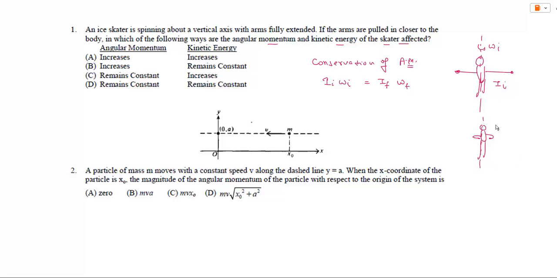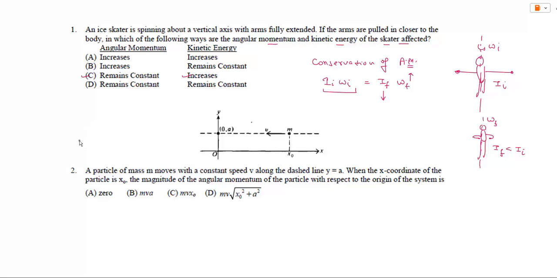then what will happen? The angular momentum will remain the same, but the moment of inertia is decreased because the mass is no longer extended. Moment of inertia is mass times the square of the perpendicular distance from the axis of rotation. So she has pulled her arms inwards, basically reducing her moment of inertia. This product has to remain constant. If the moment of inertia is decreasing, this means the angular velocity will increase. So the angular momentum will remain constant, but the kinetic energy will increase, right?